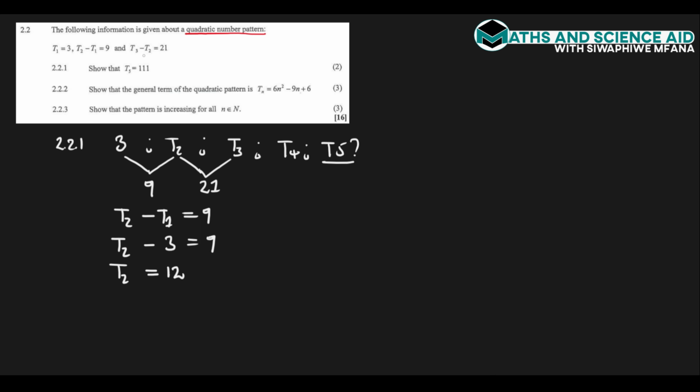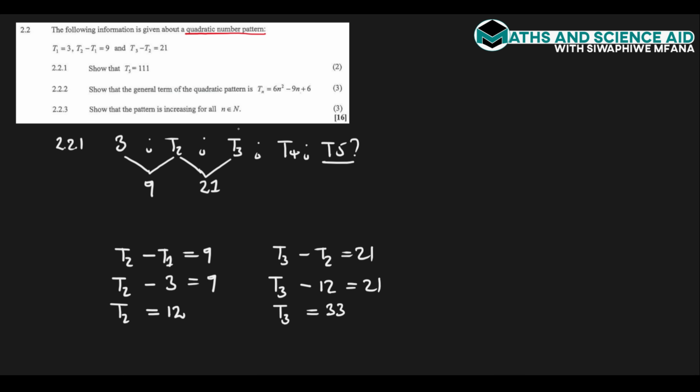All right. Similarly, we were also told that T3 minus T2 is equal to 21. And we do not know T3, but at this point we do know that T2 is equal to 12. So again, we can solve for T3. It's simply going to be given by 21 plus 12, which is equal to 33. Okay, so at this point, we do know the first 3 terms of this quadratic number pattern.